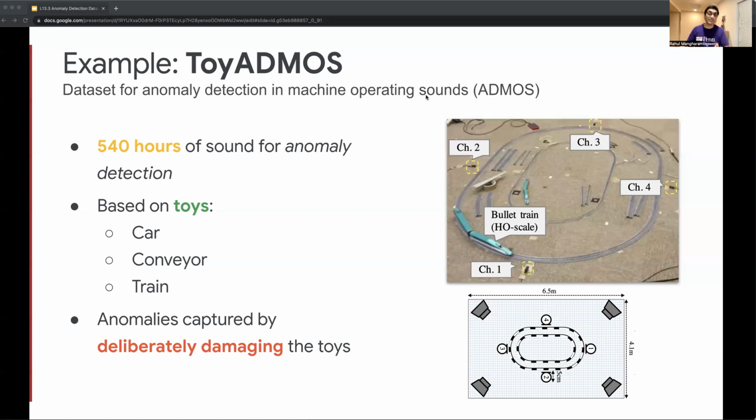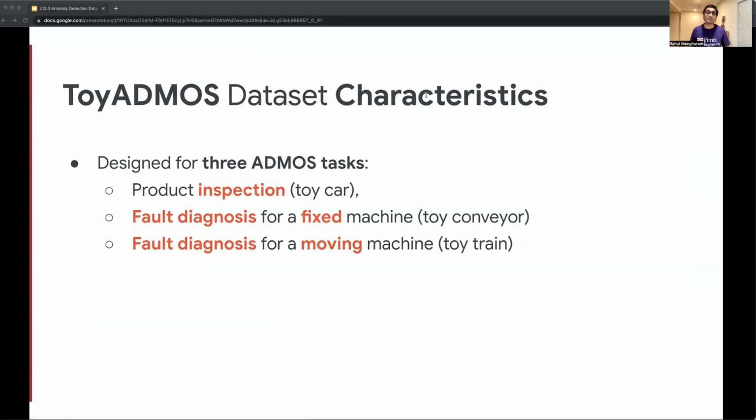So you can see here on the setup, there's a track with toy trains. There are toys actually, and they're going to be going around doing their job of continuously doing what a toy does. And there are different microphones that are positioned in different places, and their sounds are recorded. And one of the key things that the authors have done is that they have deliberately damaged the toys in different ways. So then you can collect different kinds of sounds to get a diverse portfolio of normal and abnormal or breakdown sounds in the dataset.